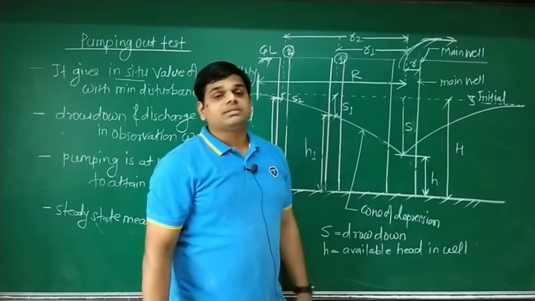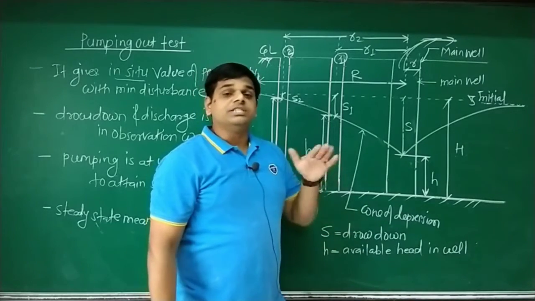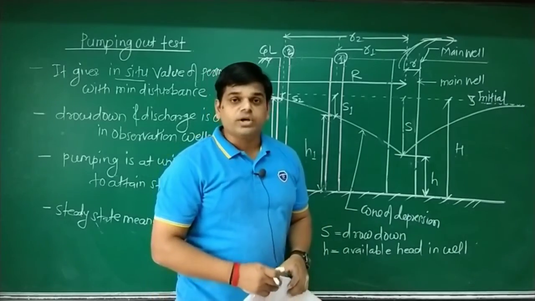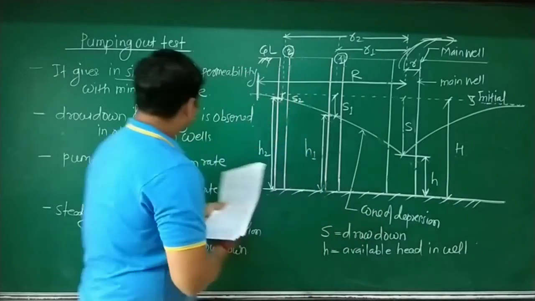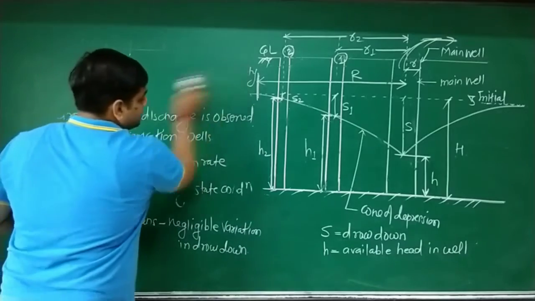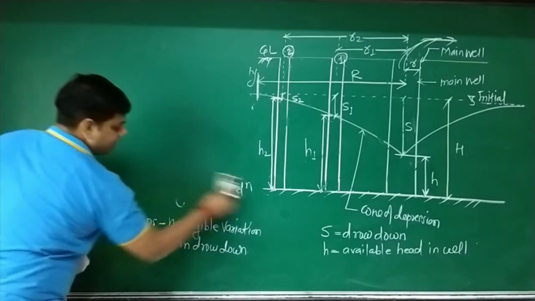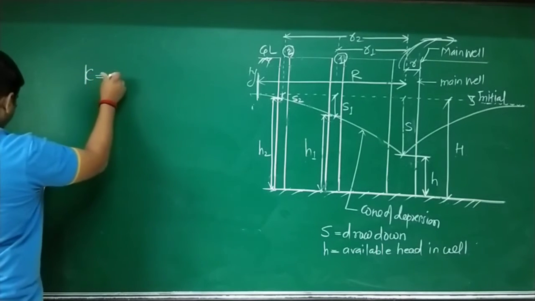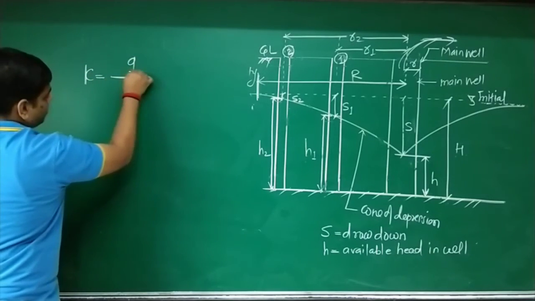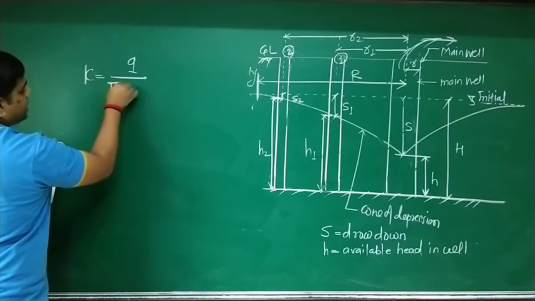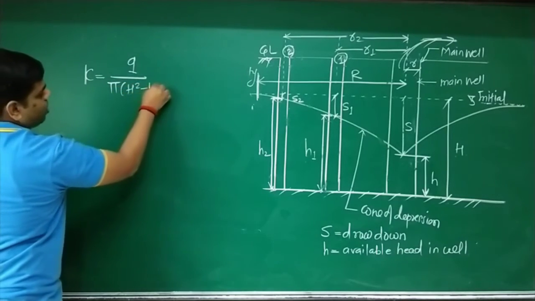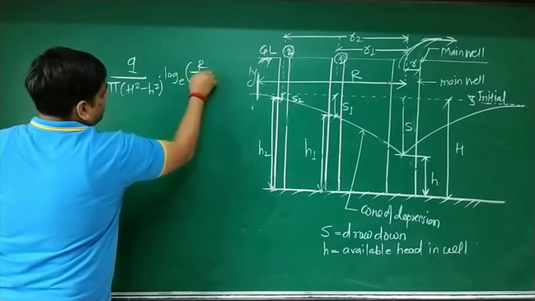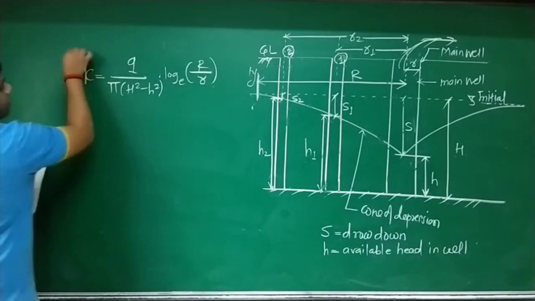त्या कंडिशनला म्हणायचं स्टेडी स्टेट कंडिशन. आणि ज्यावेळी ही कंडिशन पोहोचते, we are going to calculate permeability of soil by using the expression. Look at the board. The expression used for finding permeability of soil. K equals to small q upon pi into capital H square minus small h square into log to the base e capital R upon small r.